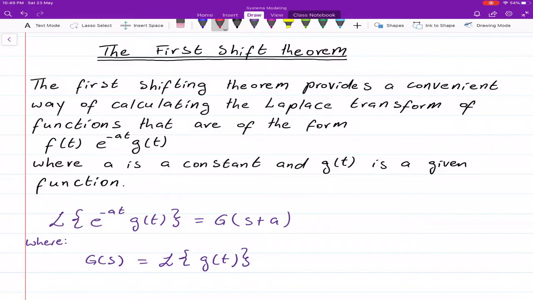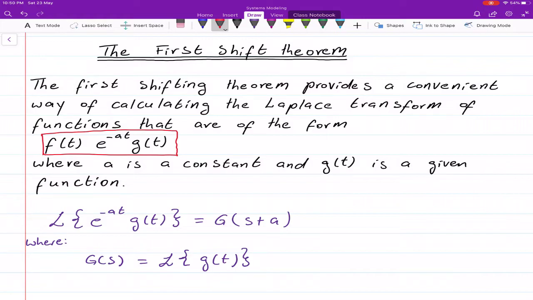The first shifting theorem provides a convenient way of calculating the Laplace transform of functions that are of the form f of t, e to the at times g of t. So you have a function multiplied by e to the minus at or e to the plus at. Any function, it could be a cosine function, sine function, t to the n, as long as it's multiplied with an exponential, either with the minus at or plus at.